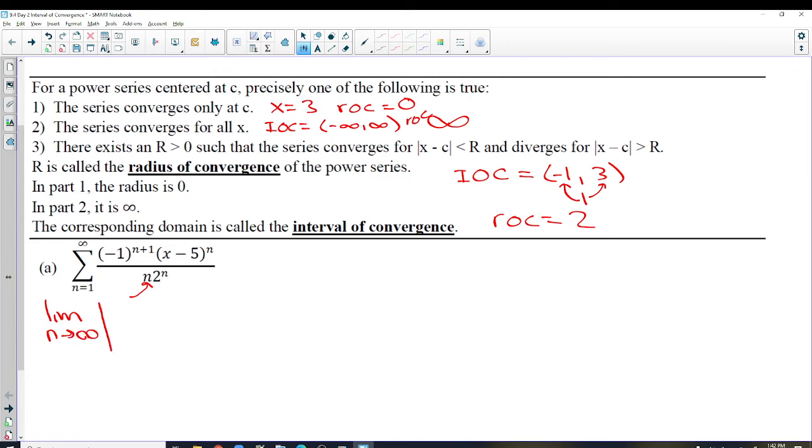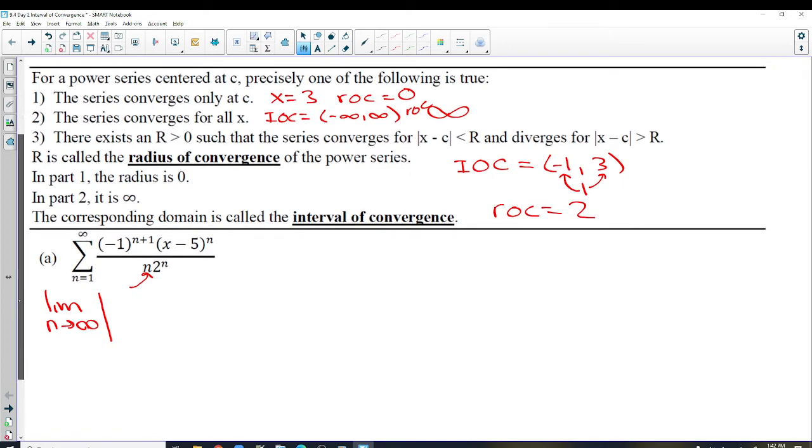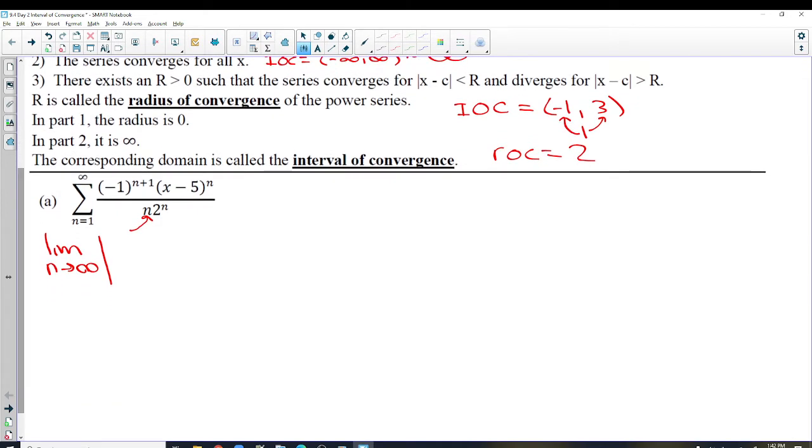Now, since we're taking the absolute value, we're going to ignore the fact that it's alternating, because all of those negatives would be taken care of with the absolute value. So we have x minus 5 to the n plus 1. We're doing exactly what we did yesterday, except we have x's in here. So now we're not saying, is it convergent? We're saying, what makes it convergent? So times the reciprocal, or we're dividing, multiply by the reciprocal.